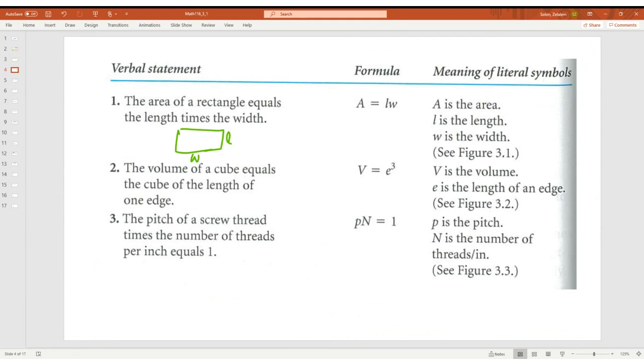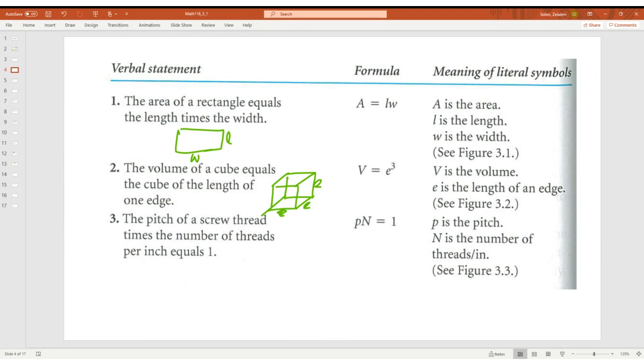These are called literal equations or literal formulas. A is area, L is length, and W is width. The next one says volume of a cube equals the cube of the length of one of the edges. If you have a cube, and if you know the length of the edge, you can find the volume. You have E times E times E, so that's why we have E to the power of 3. Area times height will be the volume.